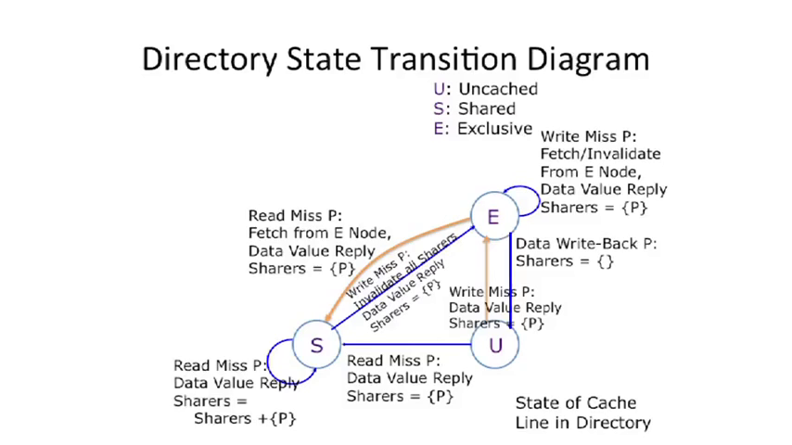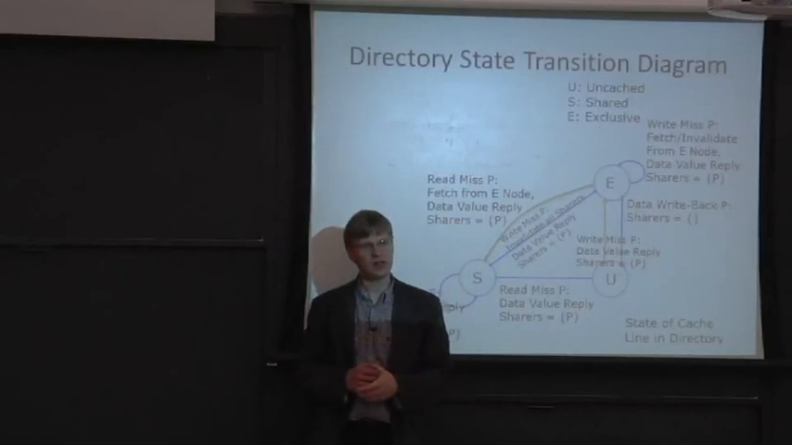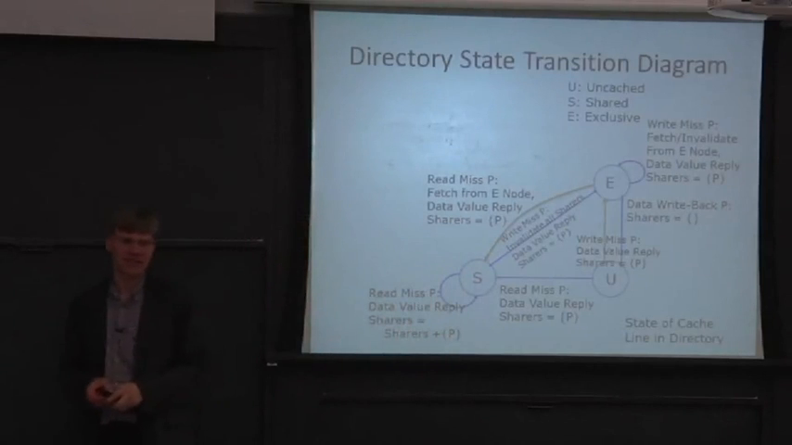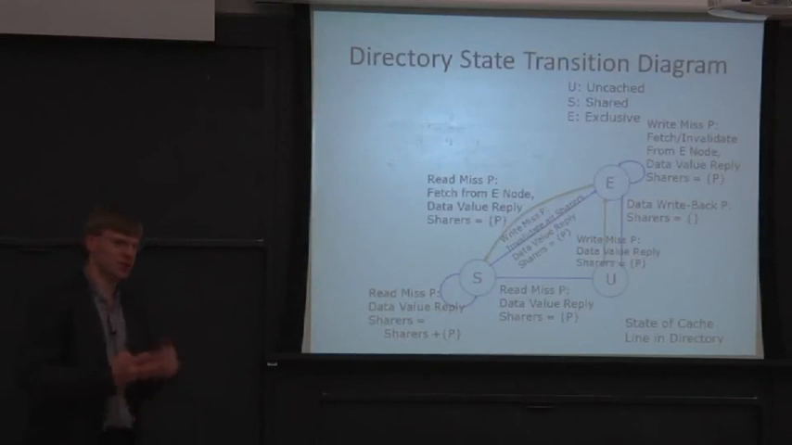And we have to go get the most up-to-date data from the node. So we're going to send a fetch request to the node that had it before in exclusive. Once we get the most up-to-date data, we can forward that to the new reader, and we add that processor to the sharer list. OK, so questions about that one so far? These do start to get a little complicated because you have multiple state machines interacting.